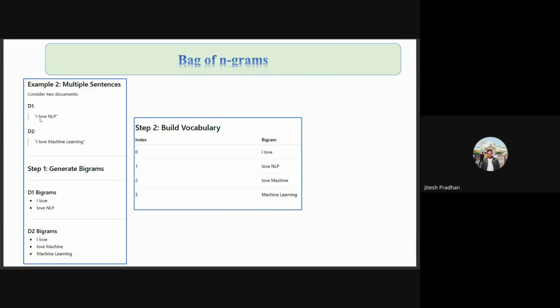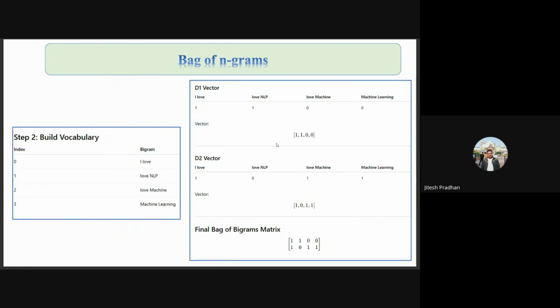Now for the first sentence, "I love NLP": "I love" is present, so it will be 1. Then "love NLP" is present, so it will be 1. The rest 2 will be 0. So it will be 1 1 0 0. Okay. In this case, "I love machine learning": "I love" is present, so it is 1. Then "love machine" is there, it is 1. And "machine learning" is there. So it will be 1 0 1 1. So look at here, 1 1 0 0 and 1 0 1 1.